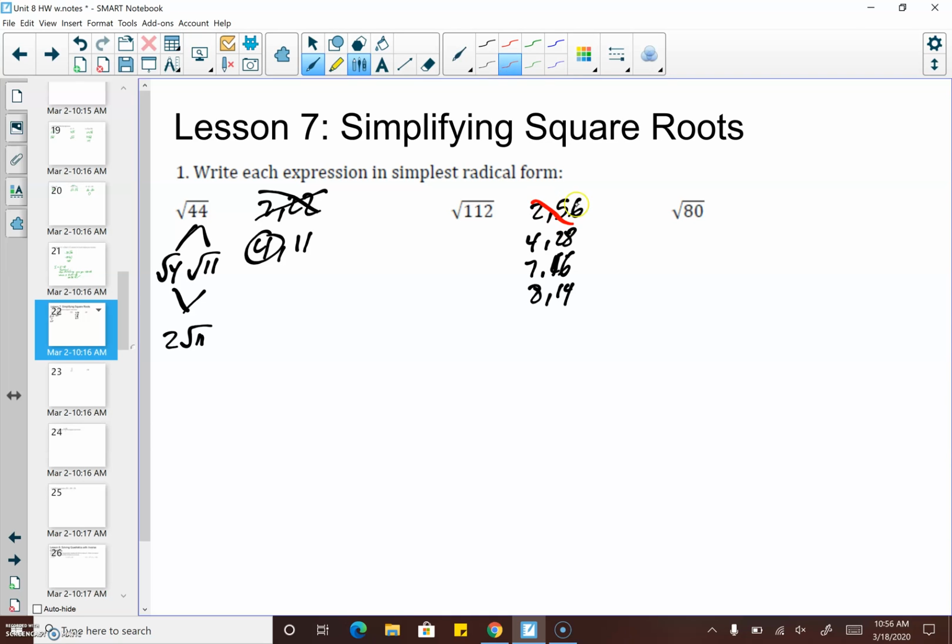So if we look, neither 2 nor 56 are perfect squares, but 4 is, 16 is, and neither of the others. So now if we compare our 4 and our 16, which one has the bigger perfect square? That would be the 16. So square root of 16 is 4, and the square root of 7 just stays. For the last one, square root of 80, without writing out all the combinations, we have 16 and 5, square root of 16 is 4, and the square root of 5 just stays.